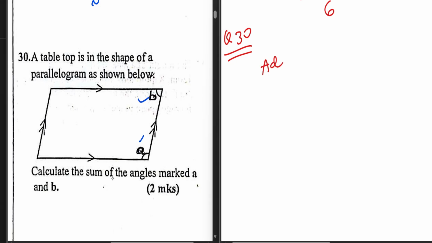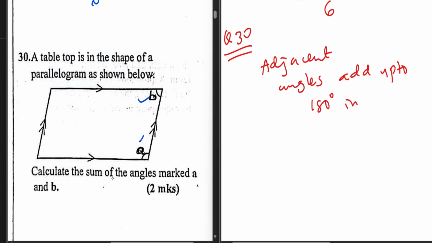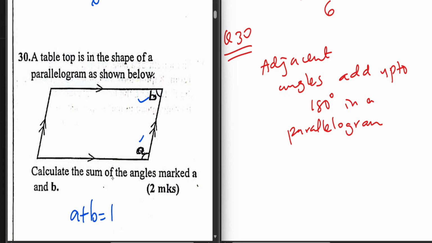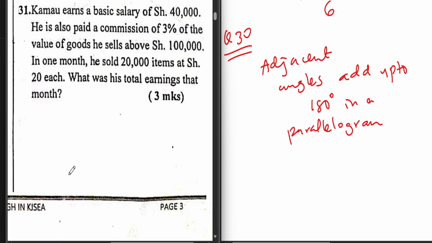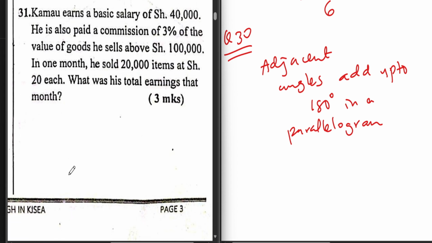Now just know that adjacent angles add up to 180 in a parallelogram. So at the end of the day, A plus B is just 180, and therefore that is your answer. But you need to write the reasoning. Wait, so is it hard? No. And obviously it makes sense. That's question 30 done and dusted.